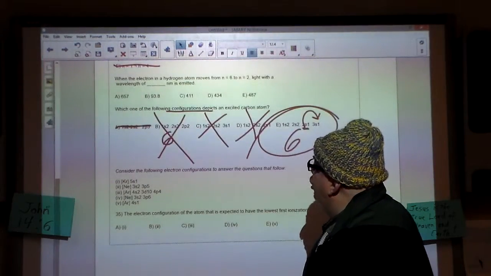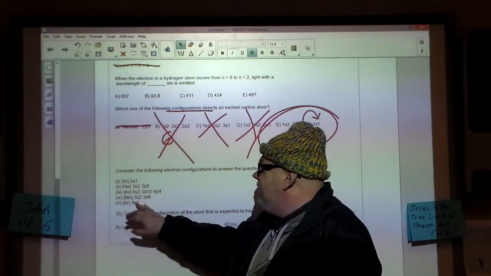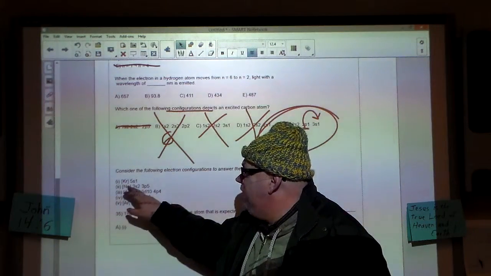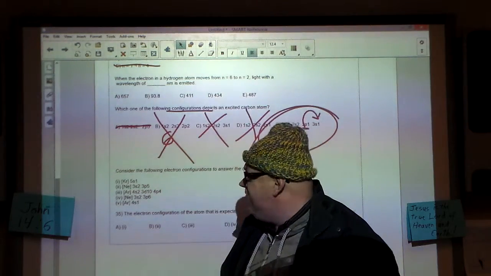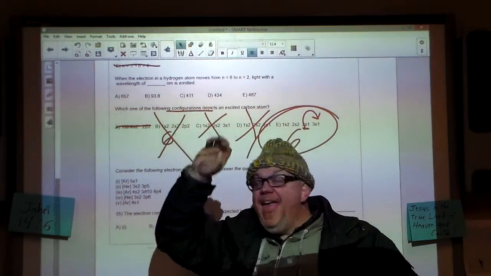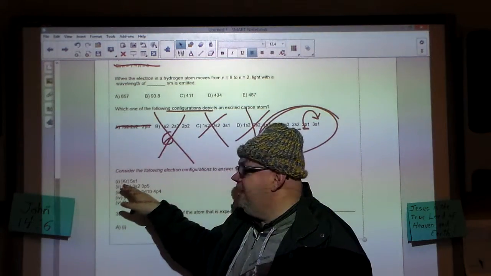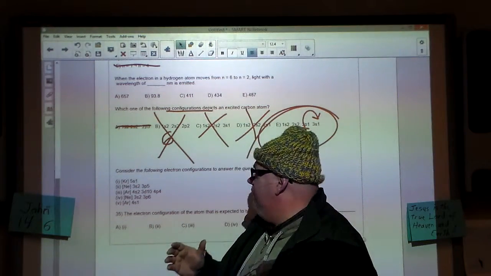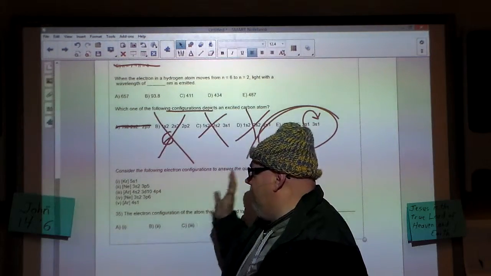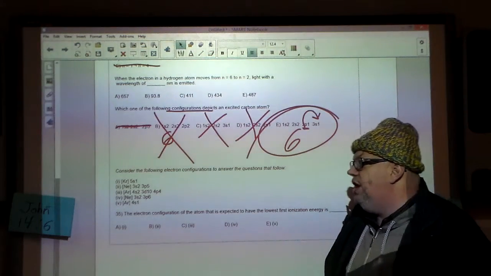So, consider the following electron configurations to answer the questions that follow. When we look at these electron configurations, notice that you have the noble gas core. This is an abbreviation. Instead of writing out 1s2 and 2s2 and 2p6, they give us the noble gas that says it's got the same electron configuration as krypton. So instead of writing that all out, we just put the brackets and put in krypton. That's what they mean by an abbreviated electron configuration. Now, take a look at that 5s1. Okay, that's fine. And then we've got these and these and these. All right, so let's take a look. It says the electron configuration of the atom that is expected to have the lowest first ionization energy is.